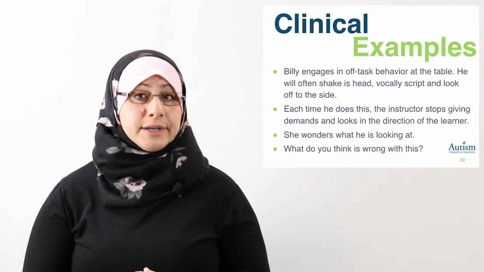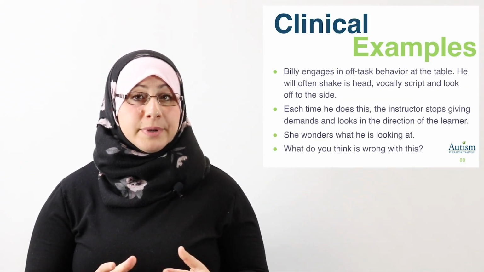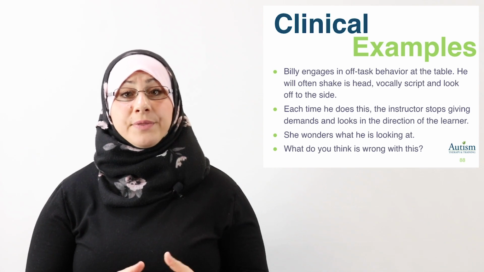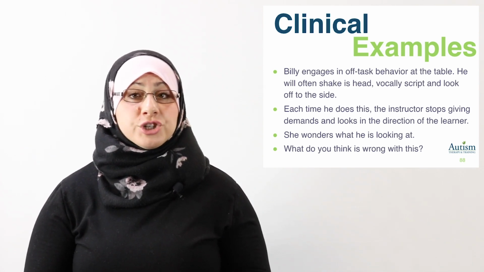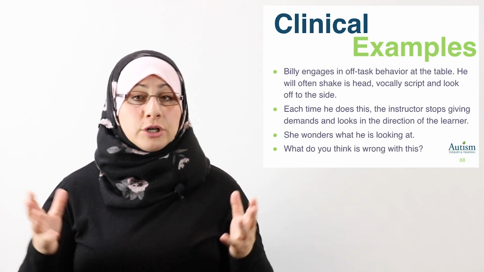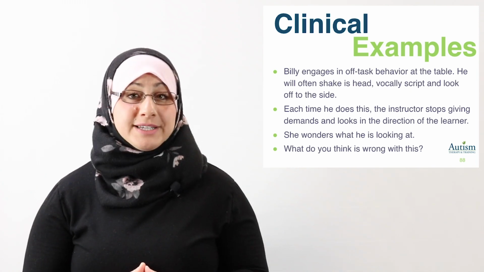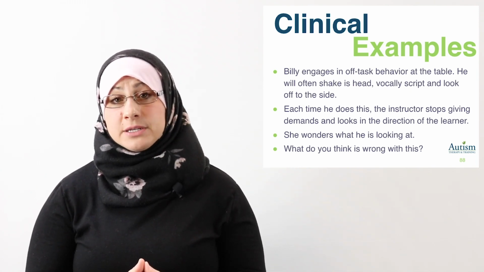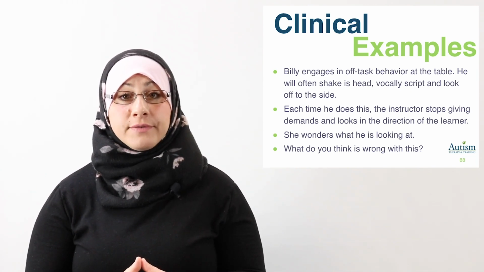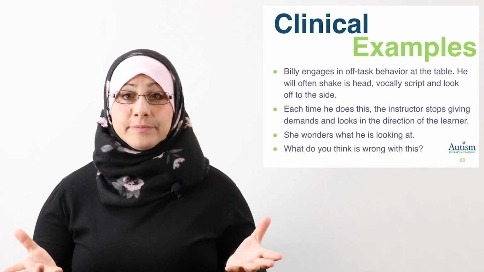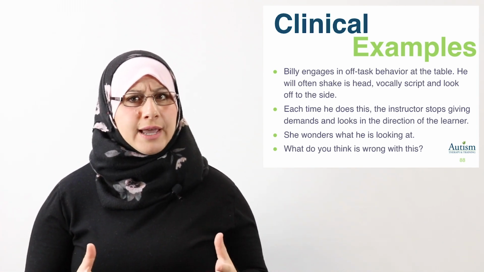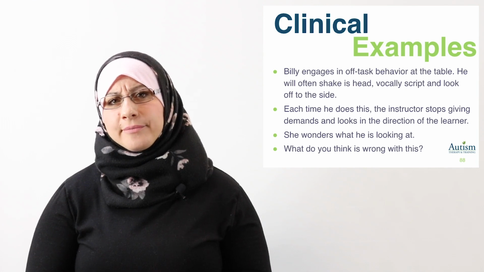Let's look at some clinical examples. Billy engages in off-task behavior at the table. He will often shake his head, vocally script, and look off to the side. Each time he does this, the instructor stops giving demands and looks in the direction of the learner. She wonders what he's looking at. What do you think is wrong here?